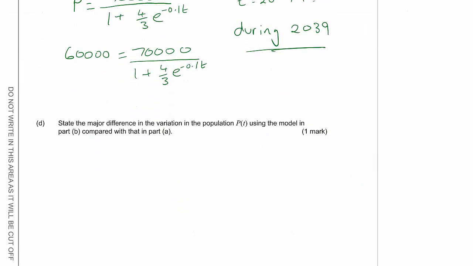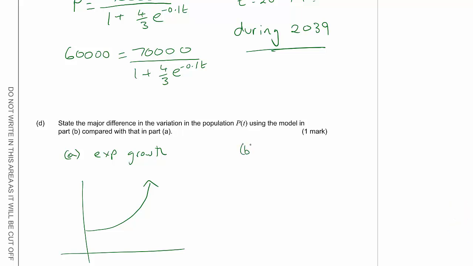So we're asked to state the major difference in the variation in the population using the model in Part B compared with Part A. Well, Part A just gives us exponential growth. So basically just like that. Whereas Part B, being logistic, is going to have the situation where it starts off growing very quickly, but then it will taper to this asymptote.